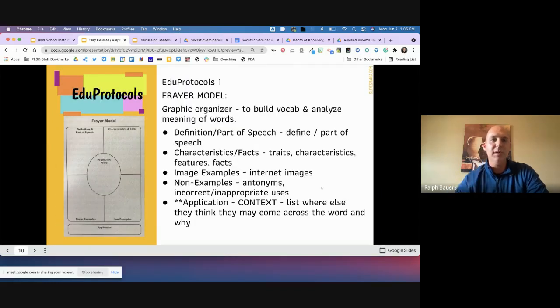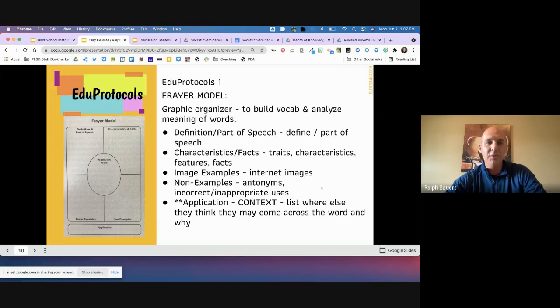Okay, one example, one EduProtocol was the Frayer model, which most people are probably familiar with. It's the graphic organizer that you see here. So there's a definition part for sure. The part of speech helps them to get the basics of what the word means. Characteristics and facts are the traits, features, facts about the concept that kids can go deeper with. And then for the imaging part, the picturing part, there's a place where they can bring in examples of images.